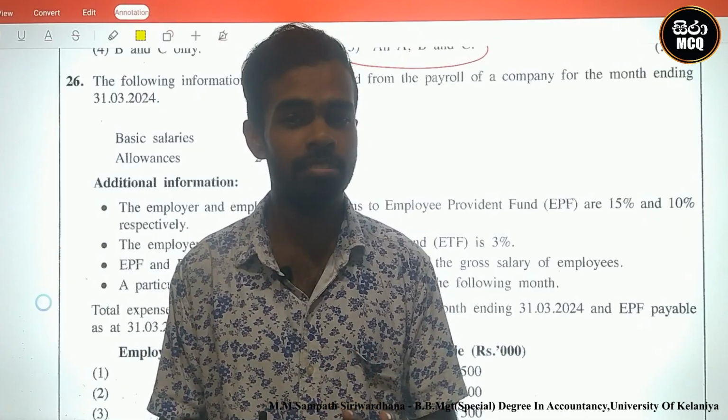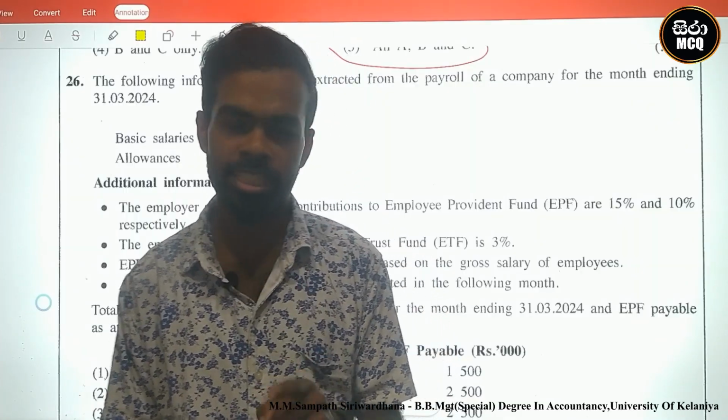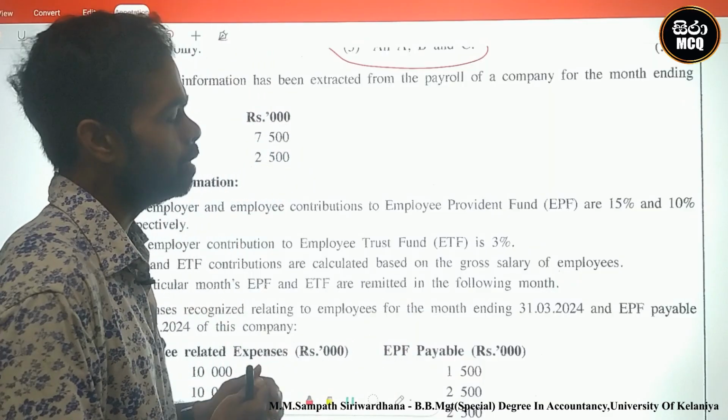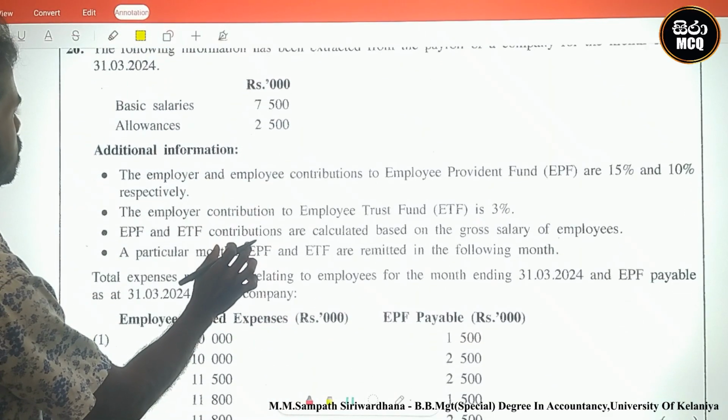Today we discuss the Advanced Level A-Level Accounting paper 2024, question number 26. This is related to the salary sheet. Look here, what are the requirements?